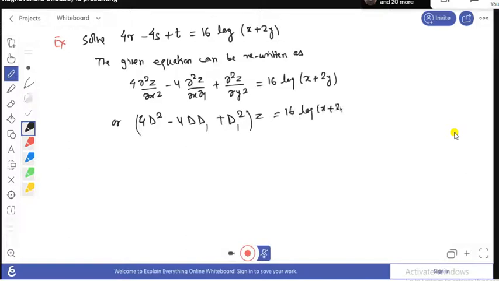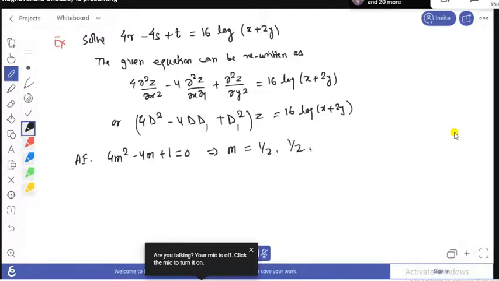Okay, so what is the auxiliary equation here? The auxiliary equation is simply we take this equal to 0, and then our auxiliary equation is 4m square minus 4m plus 1 equals 0, and this is a simple equation. Here we find the value of m.